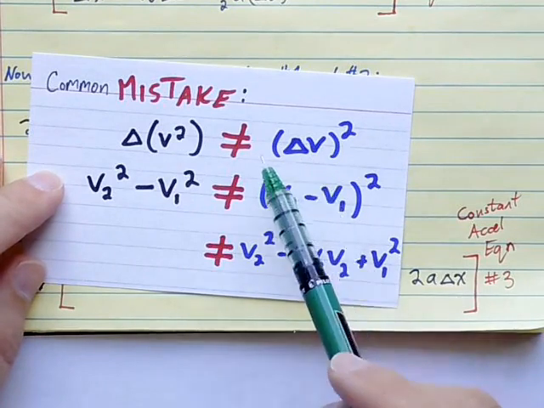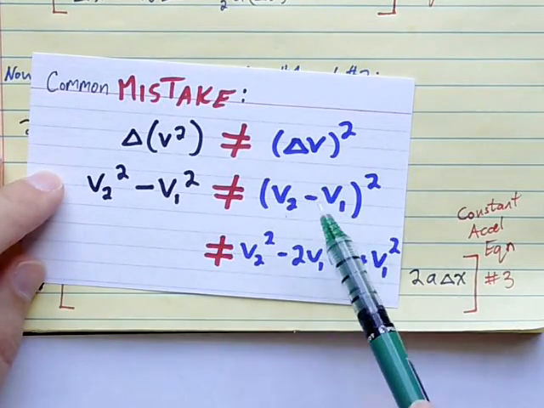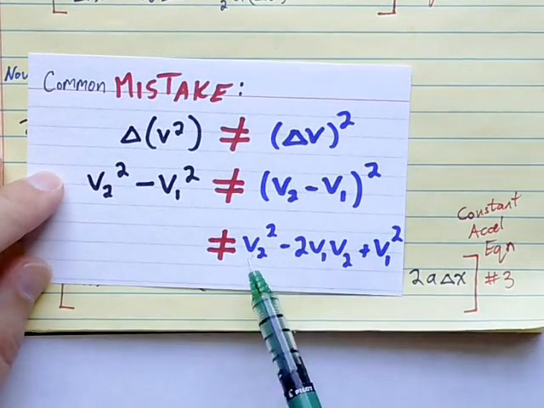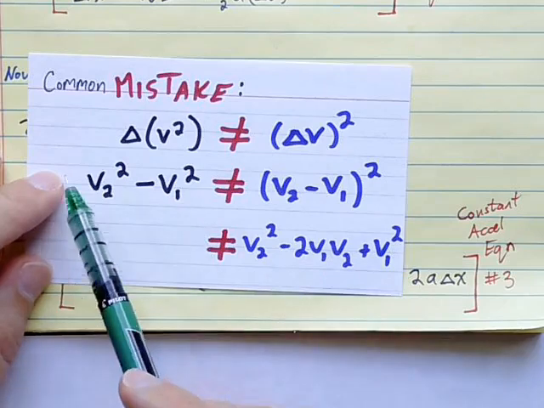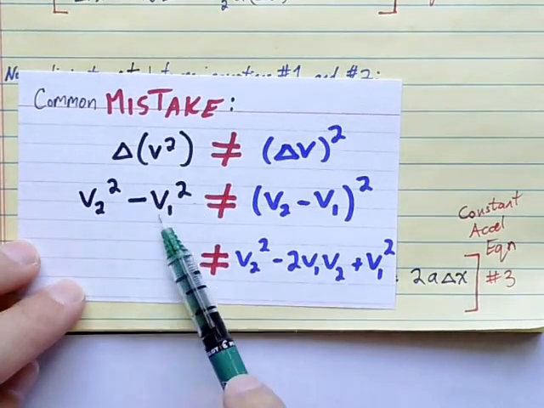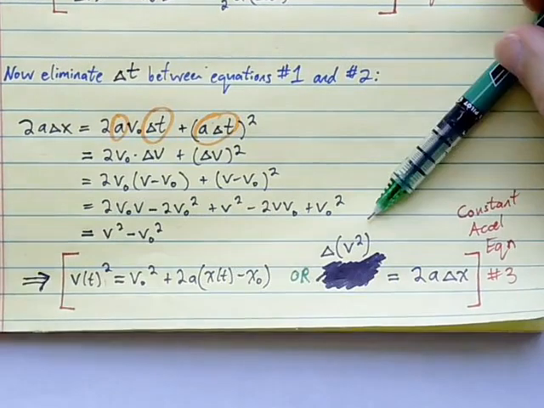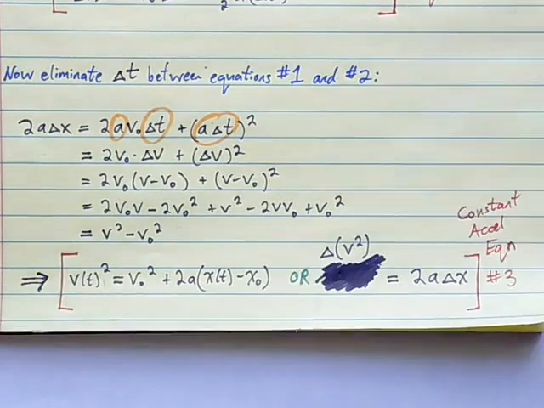It's often mistaken for the change in v squared, but we know that would mean the final minus the initial quantity squared, multiply it out, and we get this. And you can see this is clearly not the same thing as this. So avoid that mistake. This is the correct expression that's appearing right here. V final squared minus the initial squared. Okay, that's our third one.